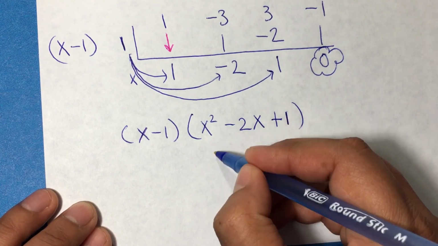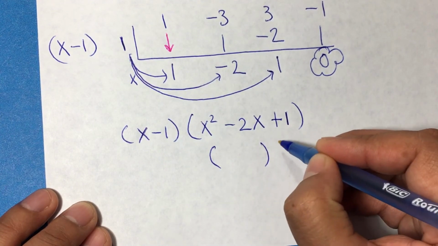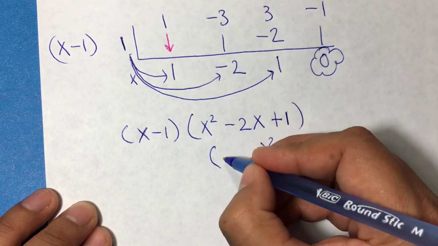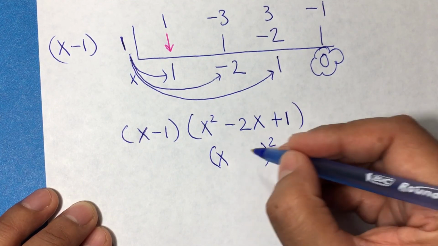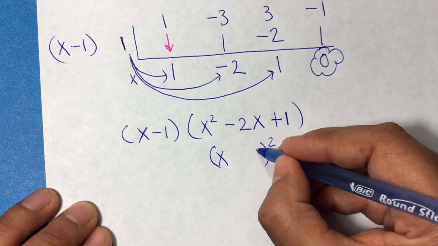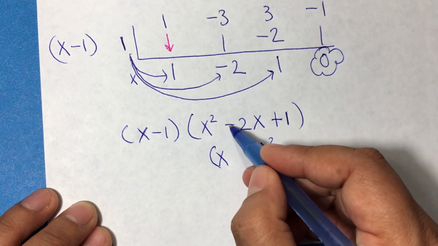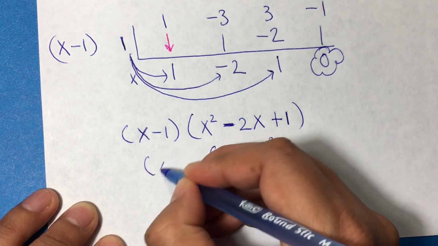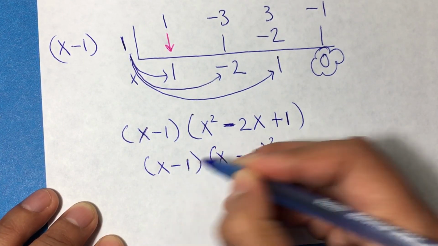For perfect squares, all you have to do is open your parentheses. Square root of the first one is x. Square root of the last term is 1. And we get the sign of the middle. Bring this x minus 1 down.